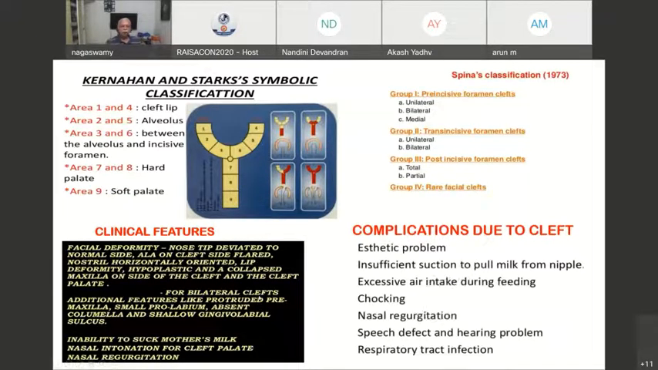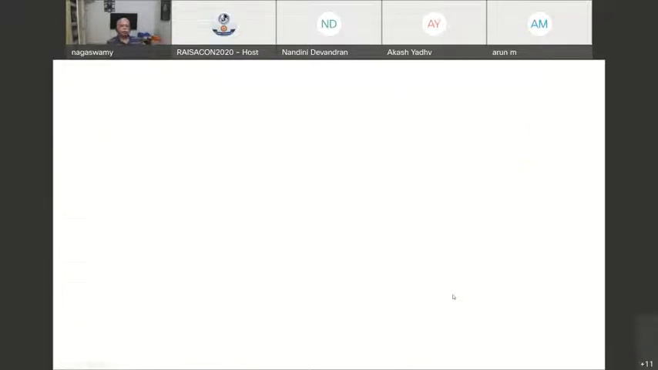Then, why do you want to correct all these things? First is the appearance, especially if the baby is born with a cleft lip. It is a stigma. People keep on asking why it is like this, so for aesthetic purposes you have to first correct it. Second, the baby is not able to create adequate negative pressure to suckle the milk. Excessive air intake can happen, aerophagy. The child may get repeated choking. They may have nasal regurgitation, especially in cases with complete palatal cleft. Speech defect and hearing problems can happen later on, and recurrent respiratory infections can happen.